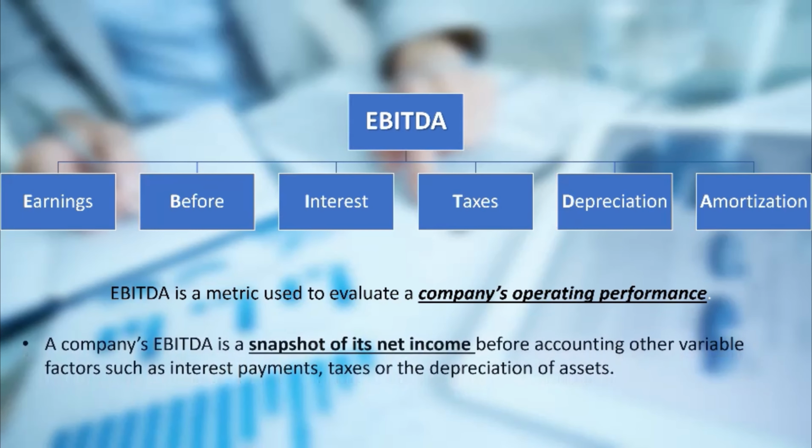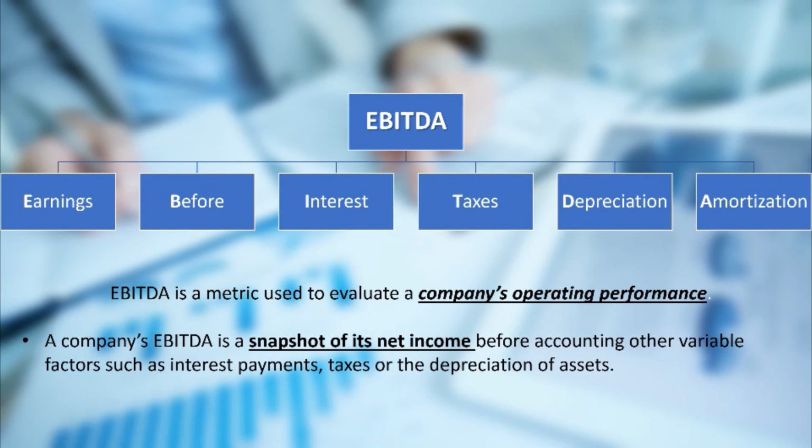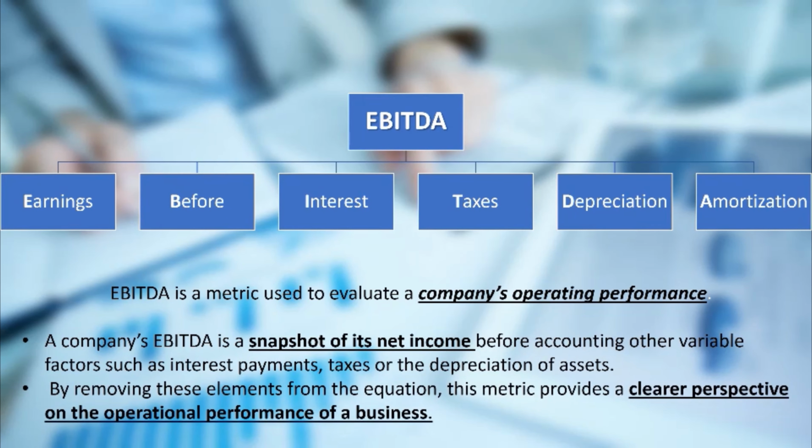So a company's EBITDA is a snapshot of its net income before accounting other variable factors like interest payments, taxes, or depreciation of assets. By removing these elements from the equation, this metric provides a clearer perspective on the operational performance of a business. I know this may sound a bit confusing, so let's look at some real-life examples to simplify our understanding.